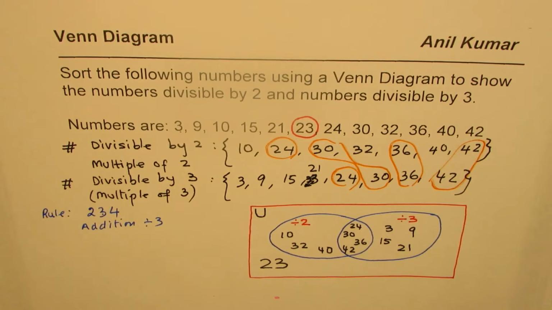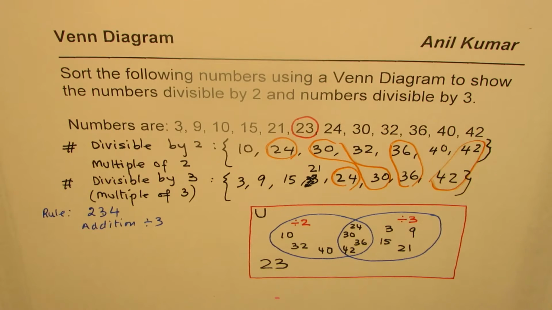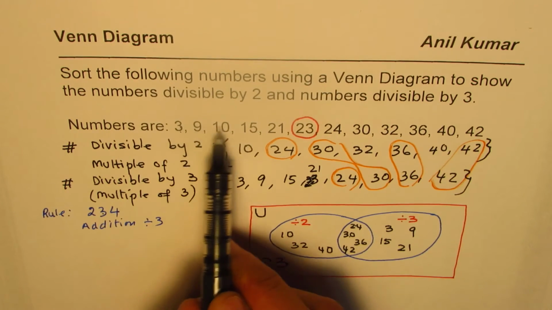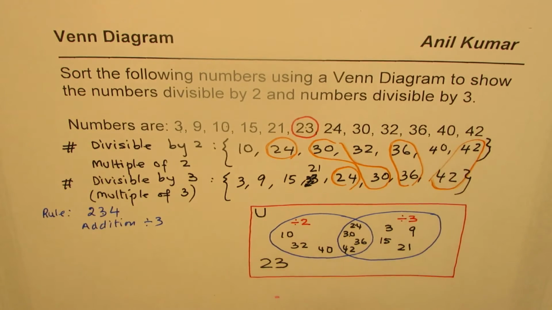Correct? So that is how you get your numbers. So just place your numbers in their groups. Correct? And then make sure that you have included all the numbers. Correct? At present, count them. So we have 1, 2, 3, 4, 5, 6, 7, 8, 9, 10, 11, 12. That means we have included all the numbers from the given list. So that completes the question.